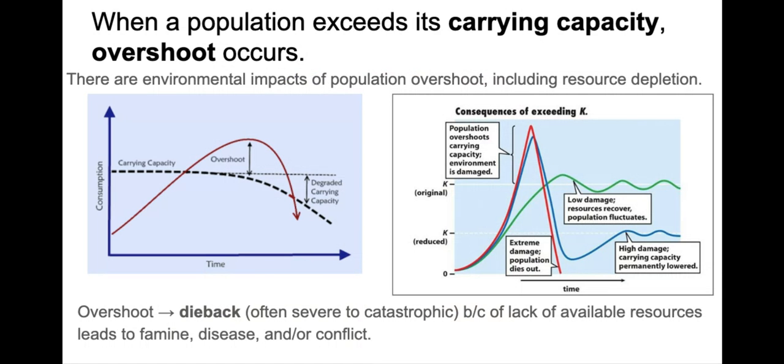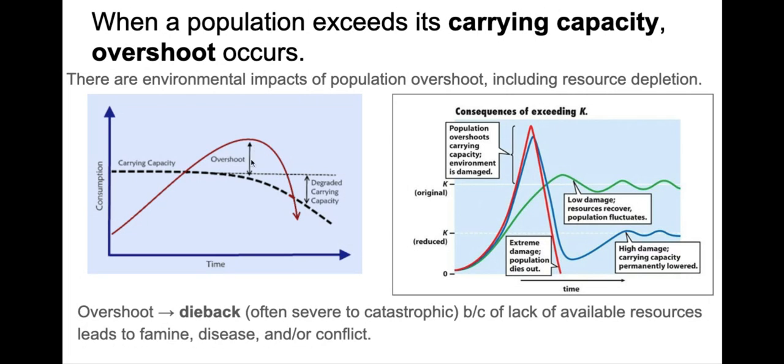Okay, so when a population exceeds its carrying capacity, there is something called overshoot. So these overshoots will occur, and they have an impact on the growth of the population. These environmental impacts will affect the population sometimes to a point where they cannot recover from these overshoots. Even these overshoots will cause some resources to be depleted. So let's take a look at this.